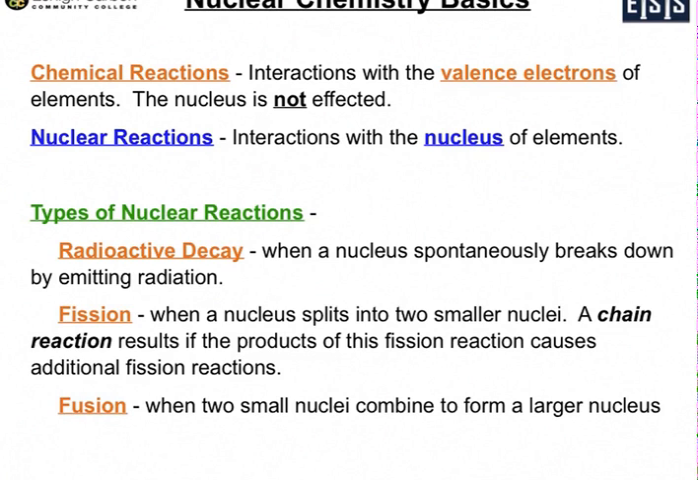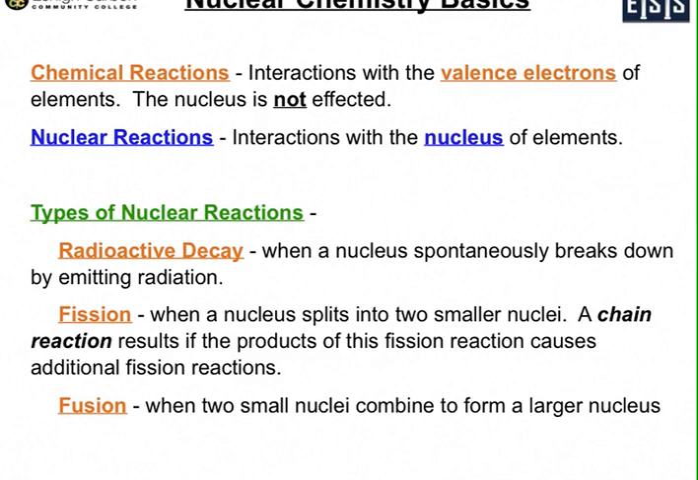However, in nuclear reactions, now you're not dealing with the electron clouds around the nucleus. You're dealing with the nucleus itself and changes and interactions with the nucleus of the elements involved. So there are three types of nuclear reactions: radioactive decay, fission, and fusion. Fission and fusion we're going to do in another video. In this video, we're talking about radioactive decay, which is when a nucleus spontaneously breaks down by emitting some form of radiation. So you have an unstable nucleus that is breaking down to form a more stable nucleus.